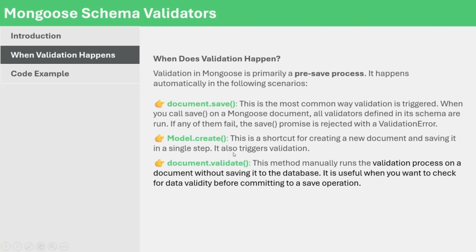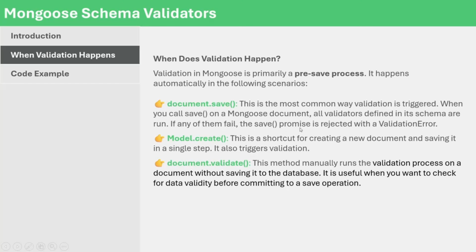In the same way, the create method is a shortcut for creating a new document and then saving it in a single step. So if you're using the create method also, this create method also first validates the data. If the data is valid, then only it is going to create and save that document in the collection. And in the same way, on the document, if you call the validate method, this validate method is also first going to validate the data, and then it is going to commit the save operation.